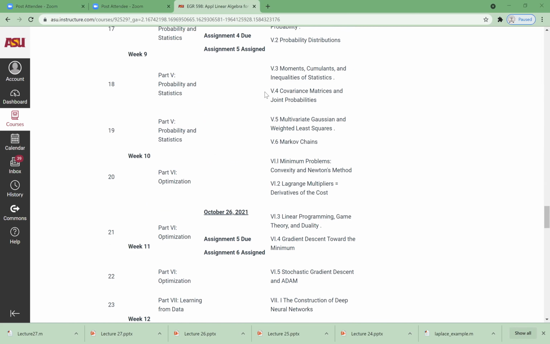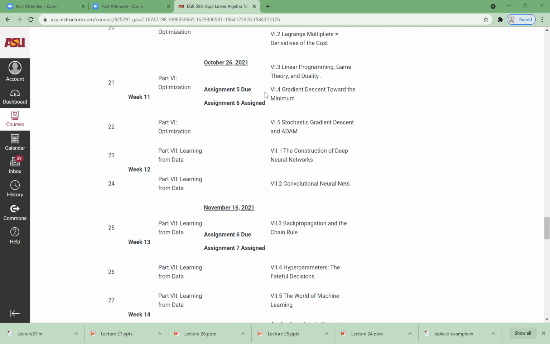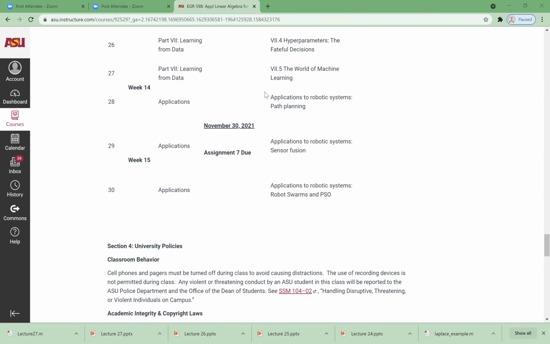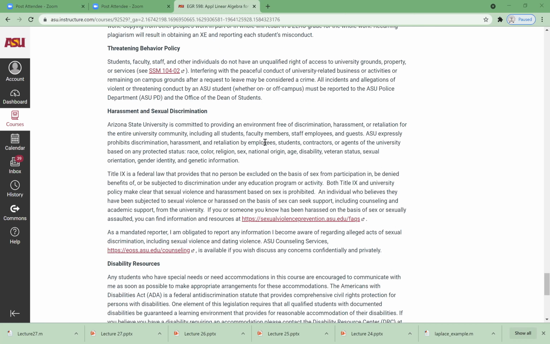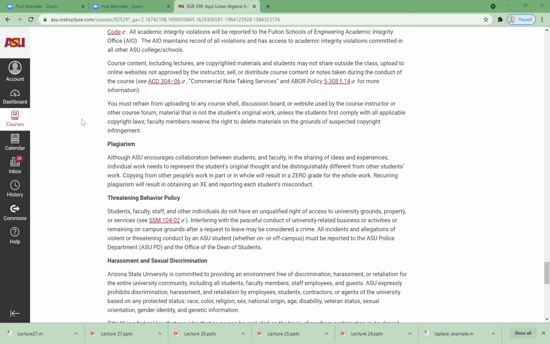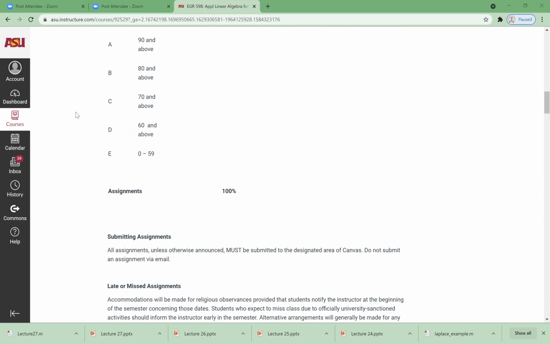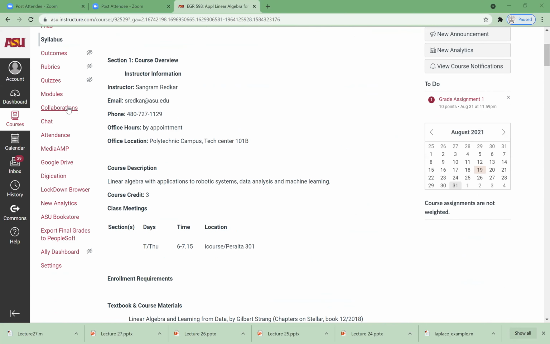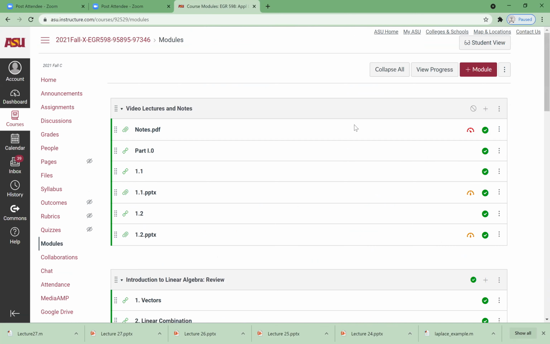We'll talk about linear programming, optimization, stochastic gradient descent, and then we will talk about the neural network and applications and sensor fusion. So this is the tentative plan, and we will try to cover as much material as we can. Now, what I want to show you here is please look at the modules. So if you go here, the entire course is online.